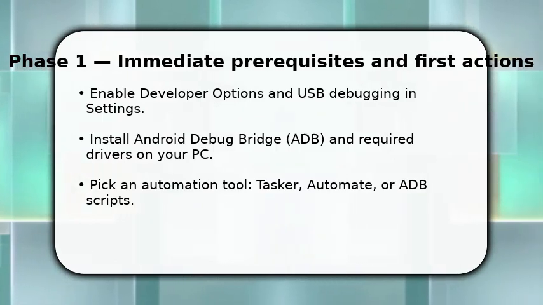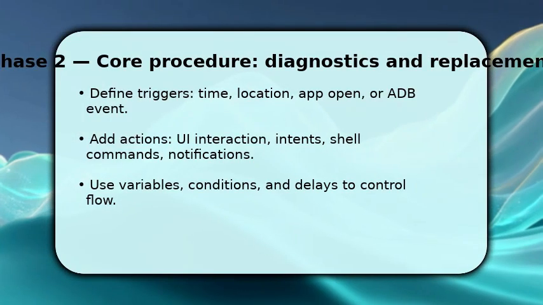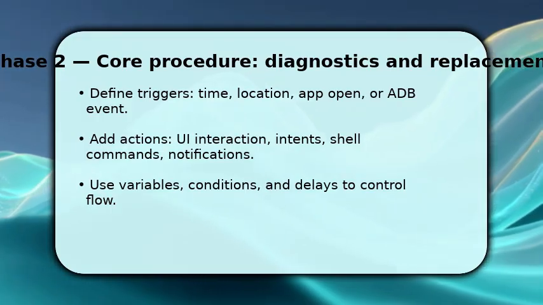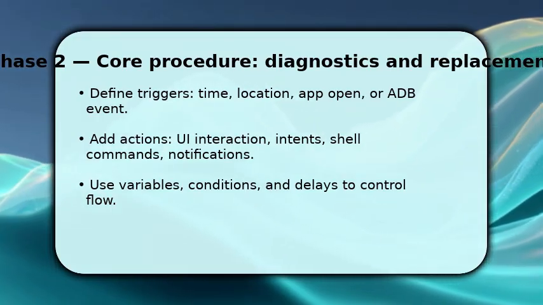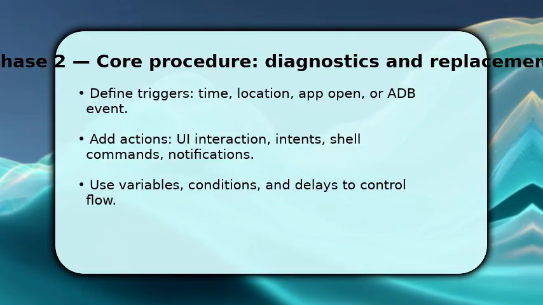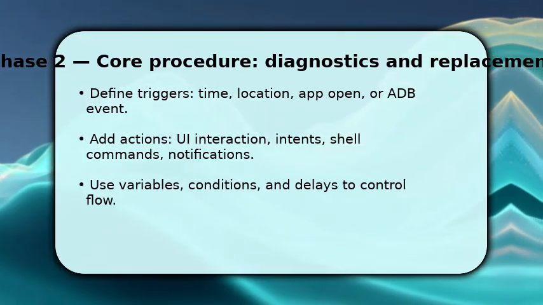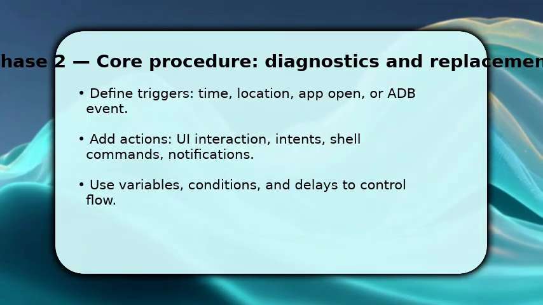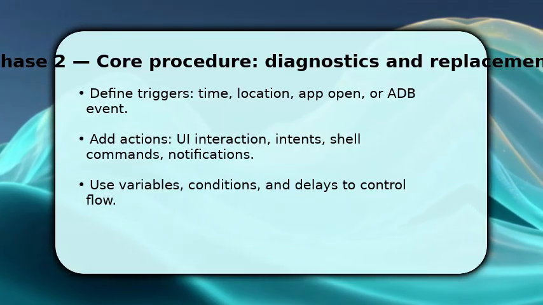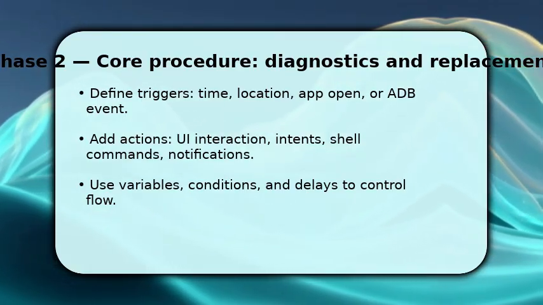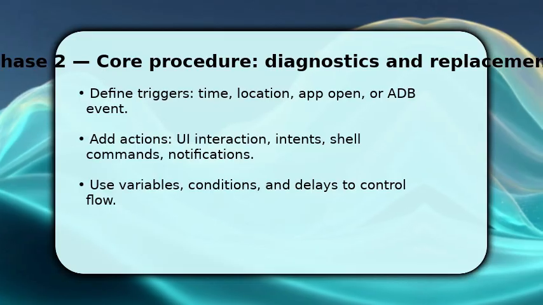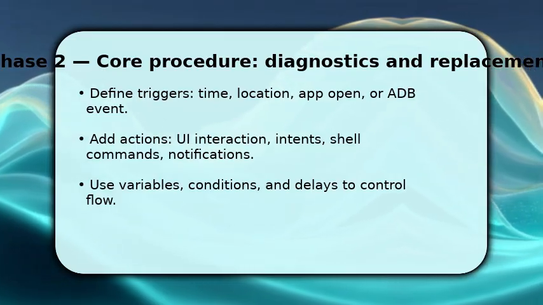Pick a trigger such as time, location, or app launch, then add sequential actions that achieve the task. For example, tap UI elements, send intents, run shell commands through ADB or change settings. Use variables to store state, conditions to branch logic, and short delays to ensure UI elements load. This prevents race conditions. Test each action iteratively.